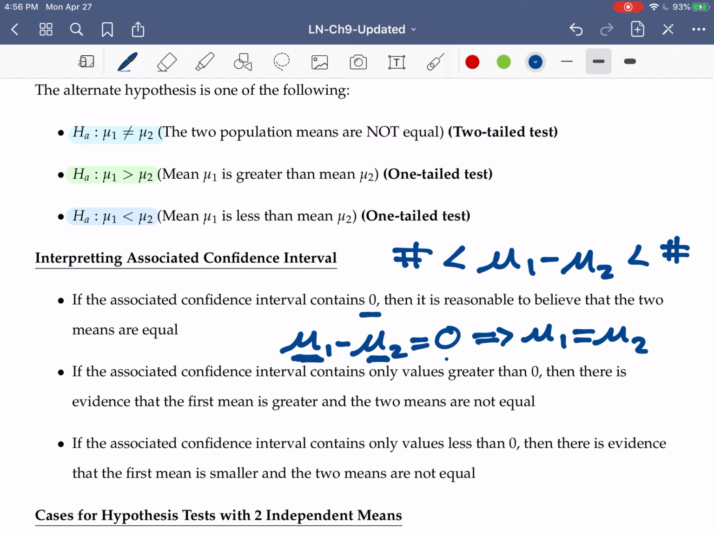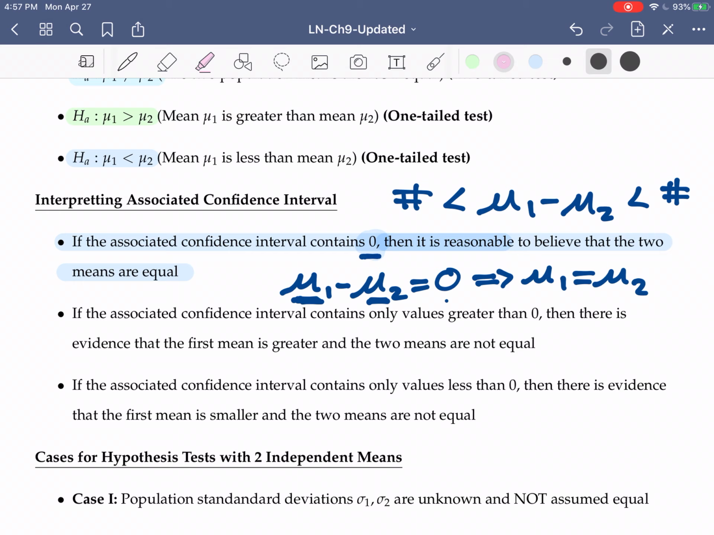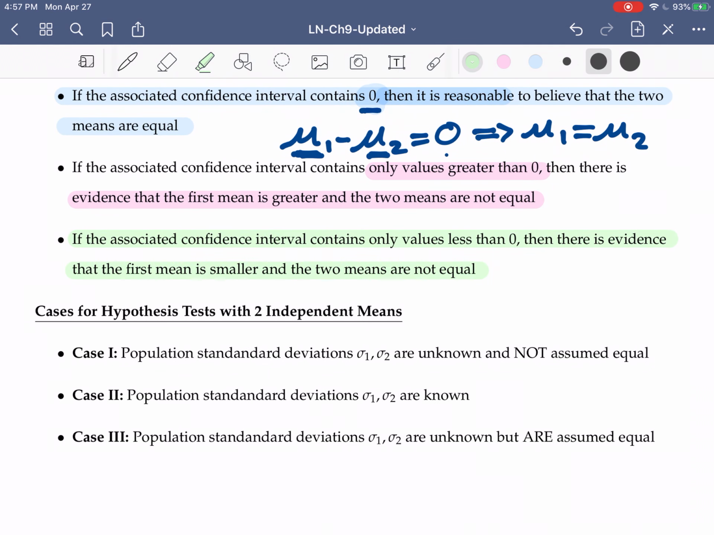And so that's why we don't ever say there is evidence of the null hypothesis. We will just fail to reject the null hypothesis. We can't say it's not true. We don't have evidence of the alternative explicitly. This is still reasonable to believe. So when we have 0 in that interval, it's reasonable to believe the two means are equal. If the interval contains only positive values, greater than 0, then we have evidence the first mean is greater, that they're not equal, specifically in the way that the first mean is greater. And if it's only values less than 0, then we have evidence that they're not equal, specifically that the first is smaller.